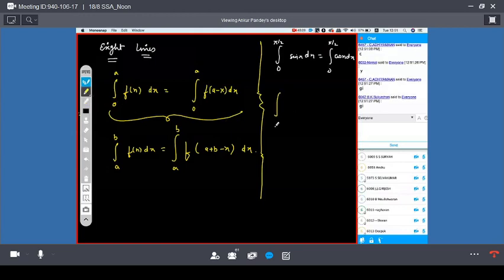What I mean out of it is integration, instead of 0, 30 degree to 60 degree of sin x is equal to integration 30 degree to 60 degree of cos x. Why? 60 plus 30 is 90, minus x. Right or not? Got it? Very good.